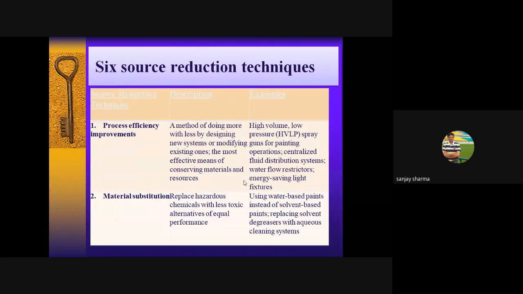So basically with source reduction, we have to see that it can be done by process efficiency improvements.